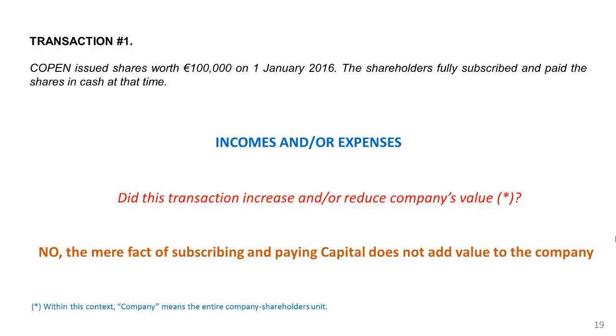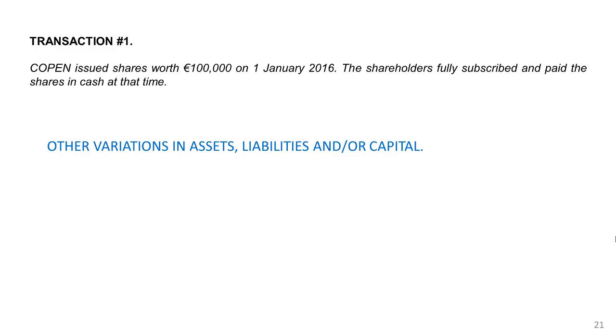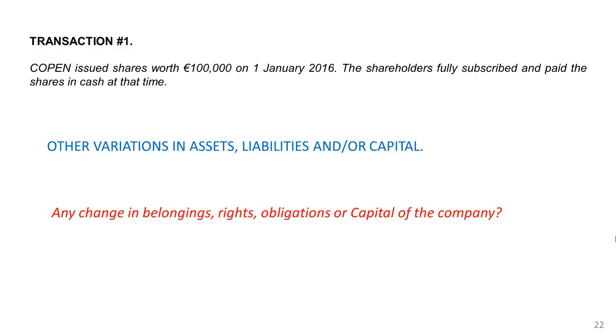The wealth of the unit company shareholders does not grow or fall due to this transaction. When subscribing the capital of a company, the shareholders are just moving their money from one pocket to another. It does not create value. This transaction has therefore no impact on the income statement. Finally, we analyze how the subscription of the initial capital affects other assets, liabilities, or capital. In short, we need to assess whether the fact that the shareholders subscribe and pay the initial capital of Copen modifies the belongings, the rights, the liabilities, or the capital of the company.